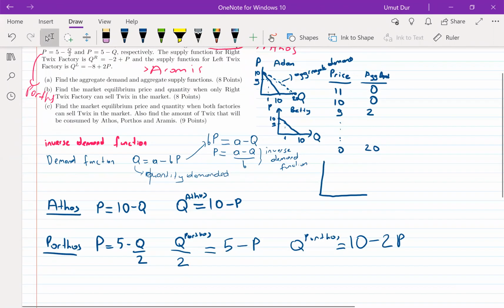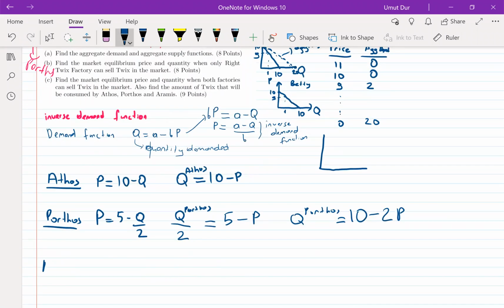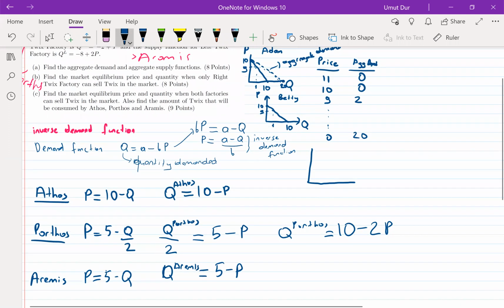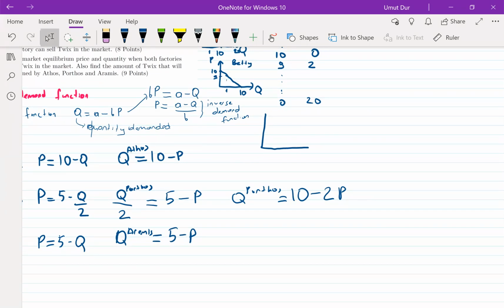Then finally, we will look at Aramis. The inverse demand function for Aramis is given as P = 5 - Q. Then Q Aramis is 5 - P. Is there any question right now? Okay, so everything is clear. I just transformed the inverse demand functions to demand functions. Now I will try to aggregate them, but I need to be careful.